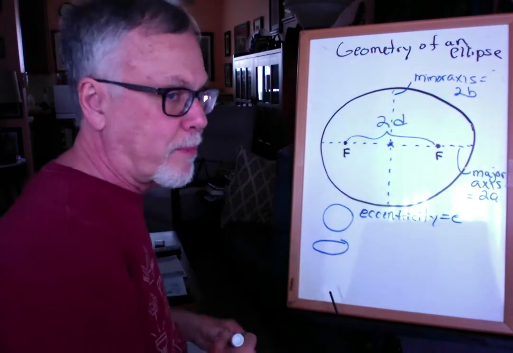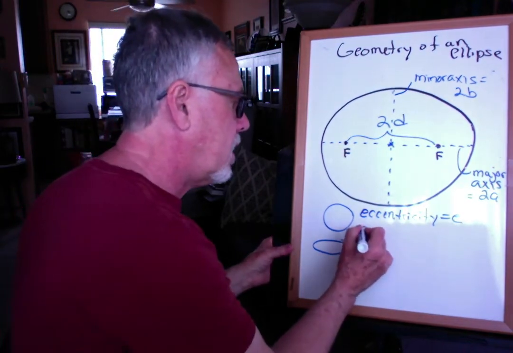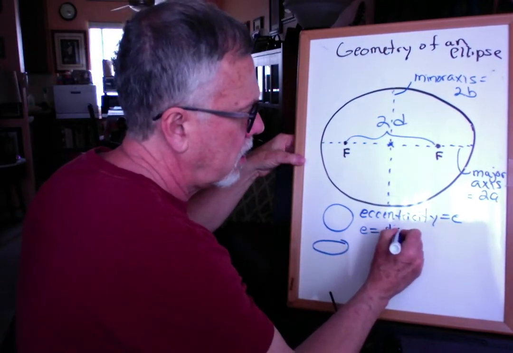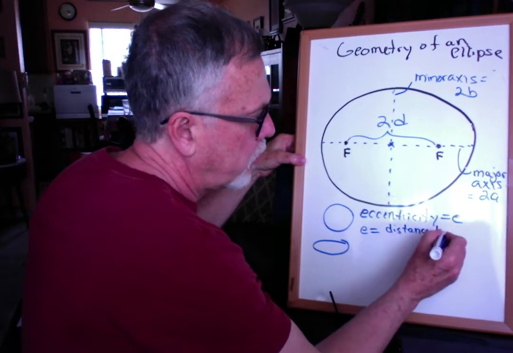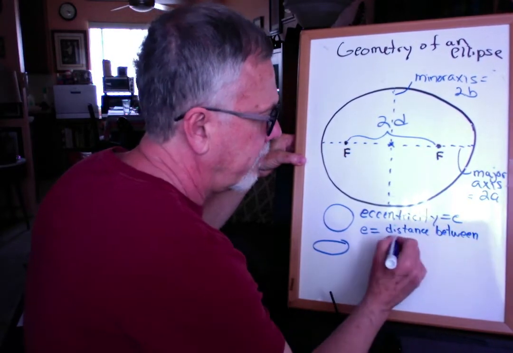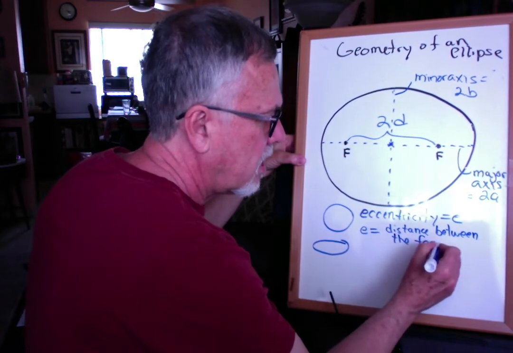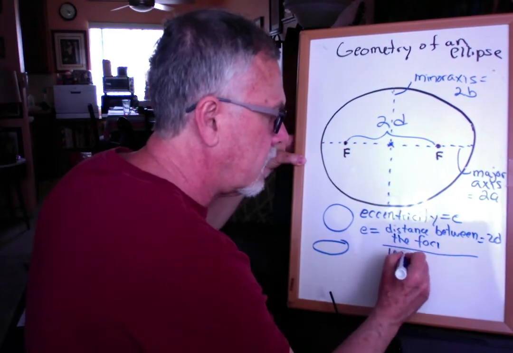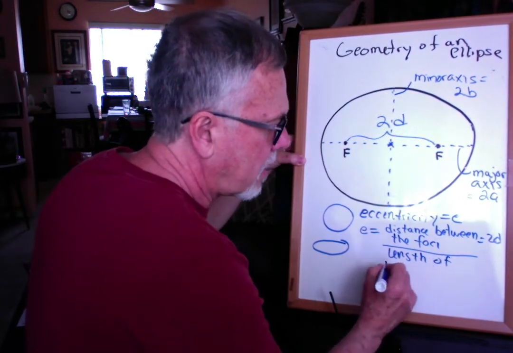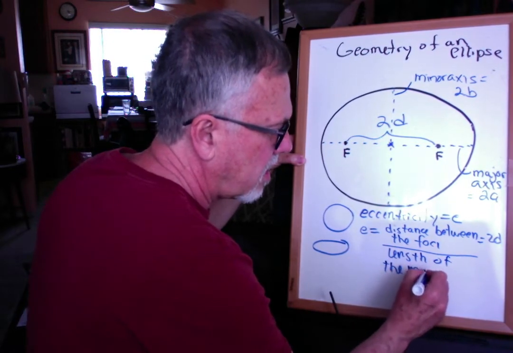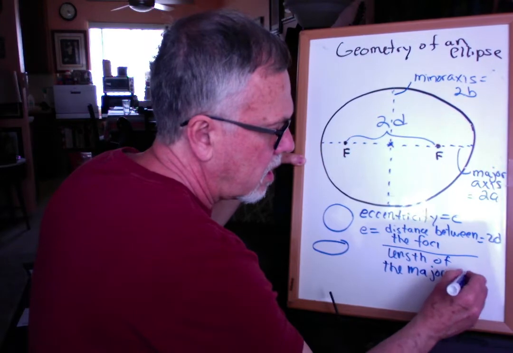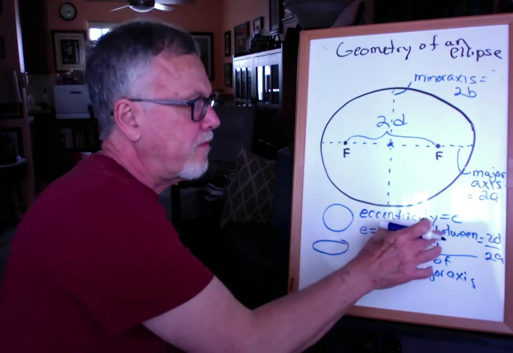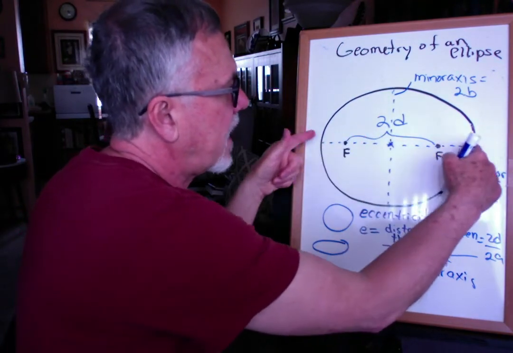And so for an ellipse, this is how we define it. The eccentricity is equal to the distance between the foci, that's equal to 2d, divided by the length of the major axis, so that's divided by 2a. Leave the 2's there, even though of course they would factor out, just to keep in mind that it's this distance divided by that distance.